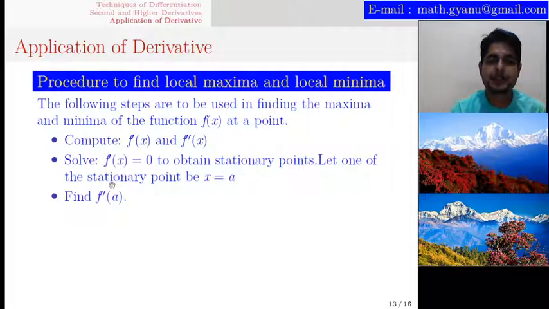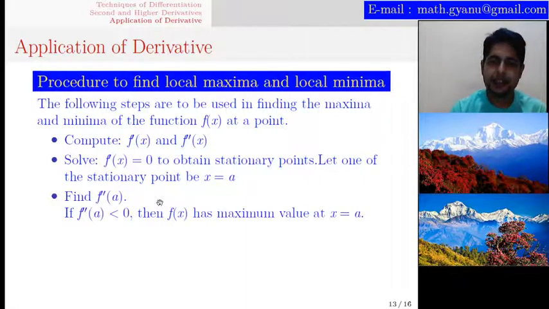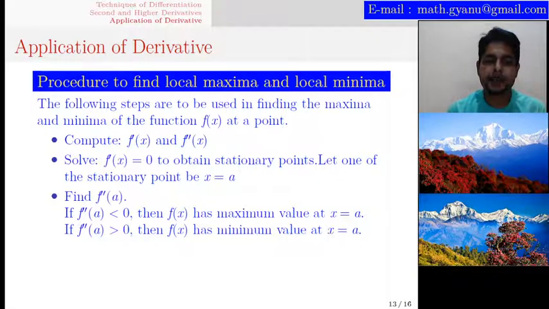That means substitute the value of x in the second derivative, and if you get a result f double prime a, that is the second derivative at a point a, less than 0, that is negative, then f(x) has a maximum value at x equal to a. And if f double prime a is greater than 0, that is positive, then f(x) has a minimum value at x equal to a.